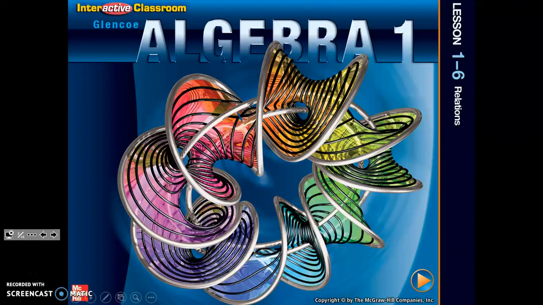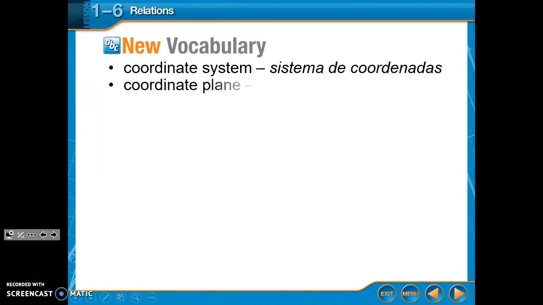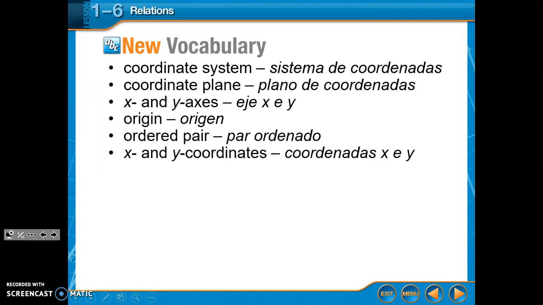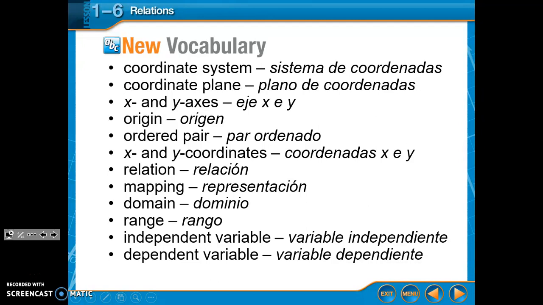Lesson 1-6 is on relations. In this video, you will learn to represent functions as well as interpret graphs of relations. This section has a lot of vocabulary, which includes coordinate system, coordinate plane, x and y axes, origin, ordered pair, x and y coordinates, relation, mapping, domain, range, independent variable, and dependent variable.